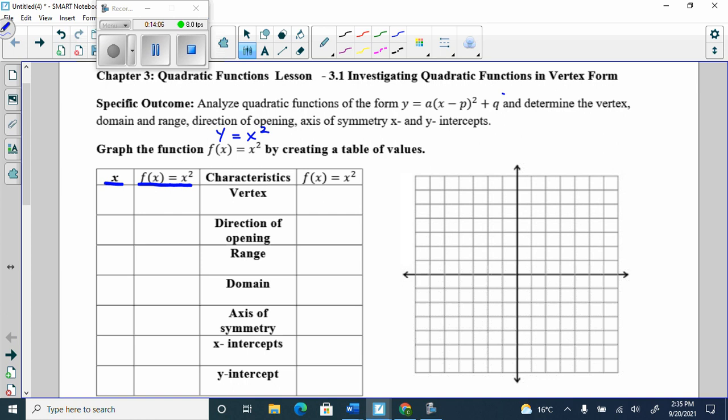So we were taught in grade 10 to make t-tables. And we were actually taught in junior high to do this as well. So I can pick any x value and find the corresponding y value on the graph by just plugging it into the equation, right? So let's do something symmetrical.